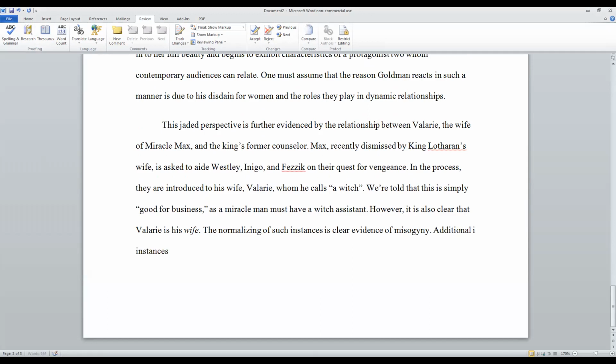Additional instances of physical violence directed toward Buttercup during Wesley's rescue are also simply brushed or taken for granted, taken as a matter of fact.